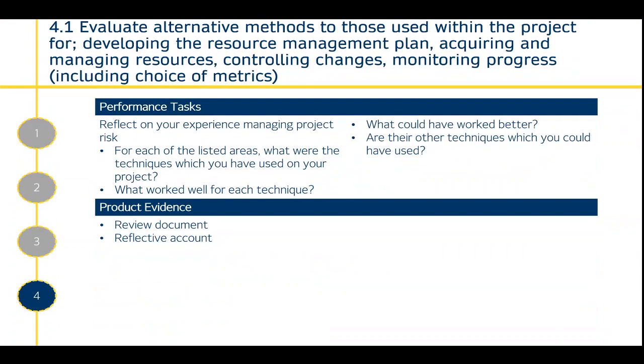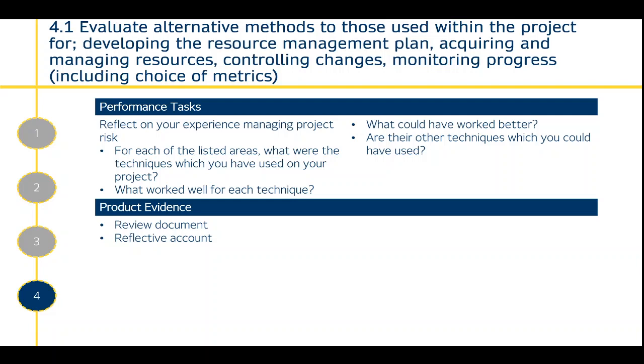4.1, moving on to the fourth outcome. This is reflective on your experience in managing resources, and this is evaluate alternative methods to those used within the project for developing the resource management plan, acquiring and managing resources, controlling changes, and monitoring progress, which include a choice of metrics. So for this, reflect on your experience managing project resources. For each of the listed areas, what were the techniques which you've used in your project, what worked well for each technique, and what could have worked better.